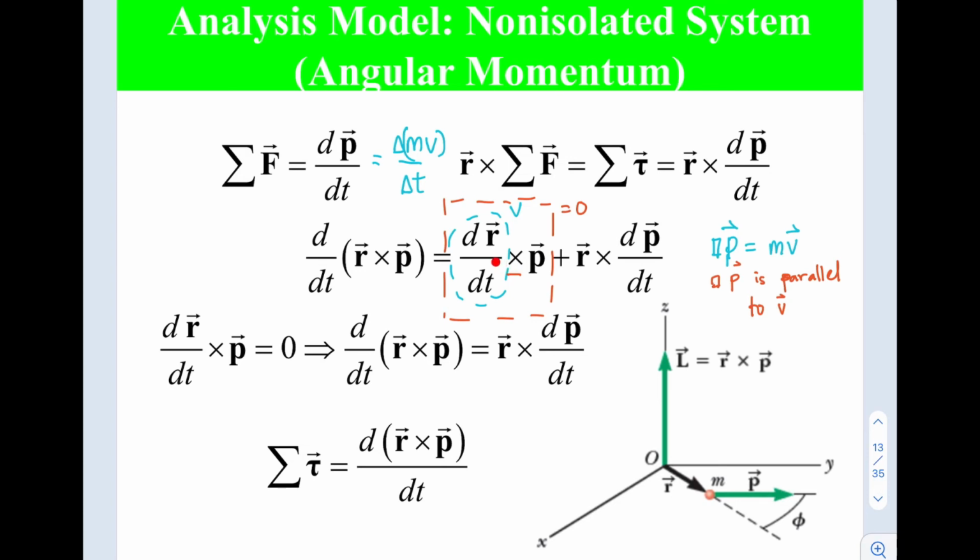So sin 0 gives us 0 value. It goes the same if they are in opposite direction or anti-parallel, since 180 degrees also gives you 0 value. So this side is going to be 0. Therefore, we are left with this part, R cross dP over dt.